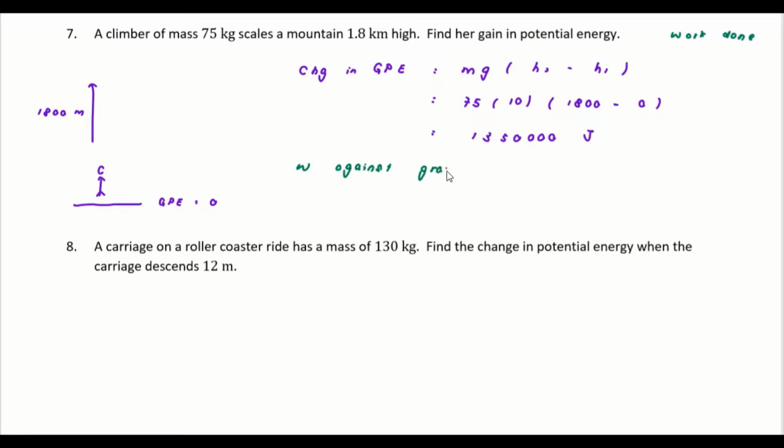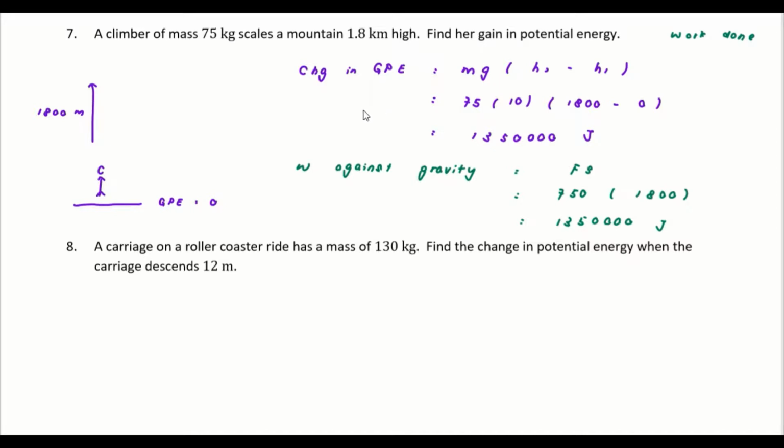Then how are we going to find that? It is force multiplied by s, am I right? So what is our force here, which is the weight, right? So the weight of this climber is 750 Newton. So what is the displacement? It is 1,800. So you see that the answer that you get at the end is exactly the same thing as what you found in the change in potential energy.